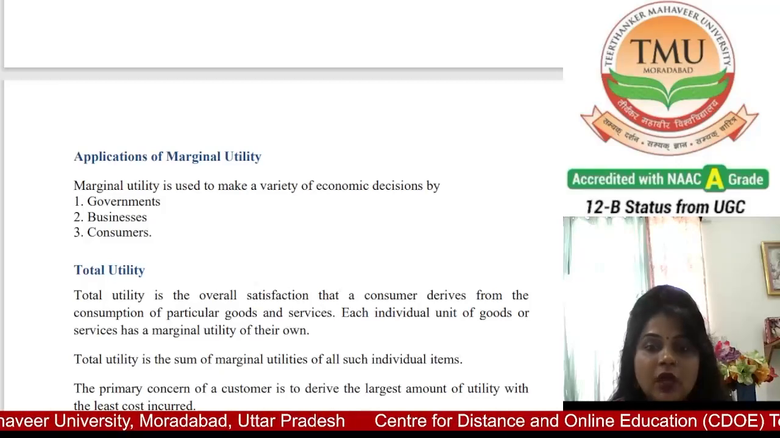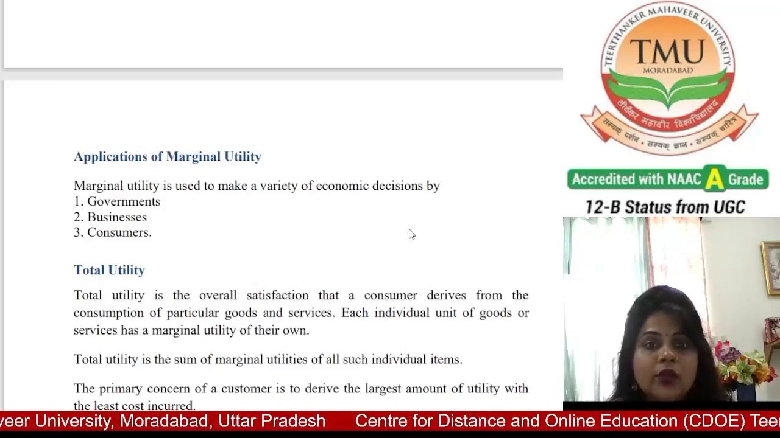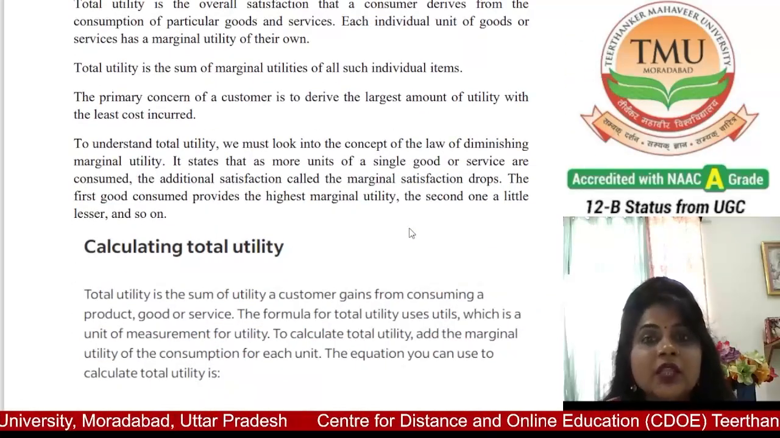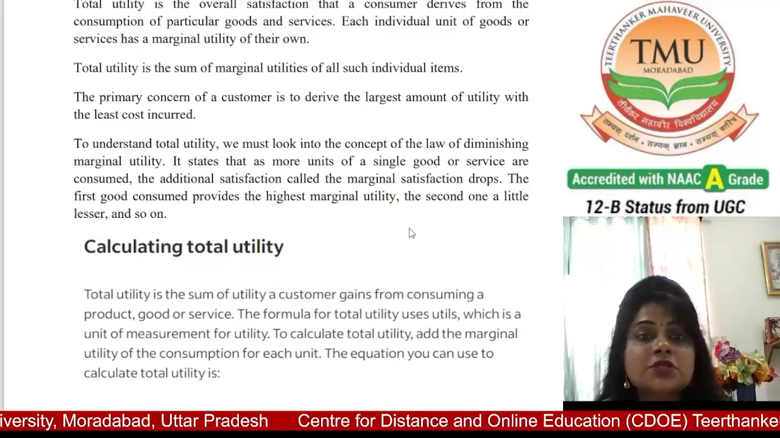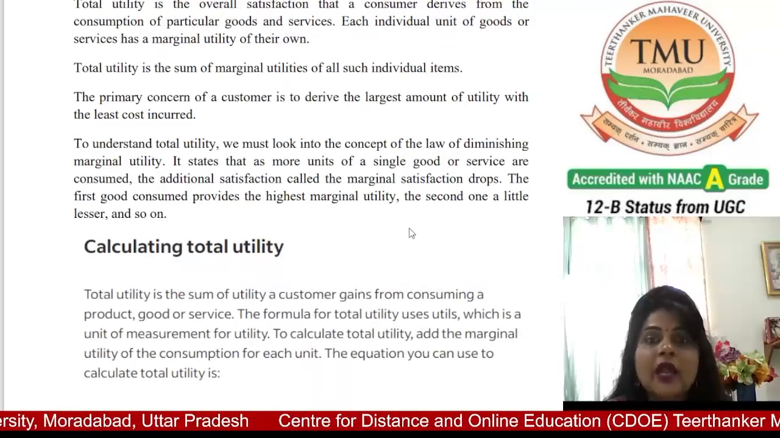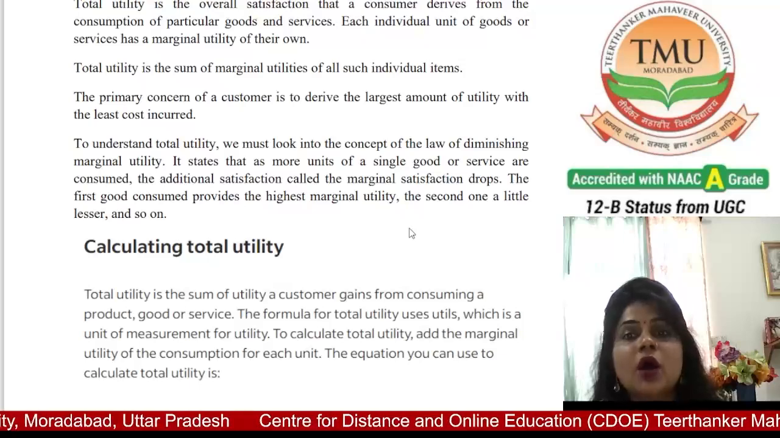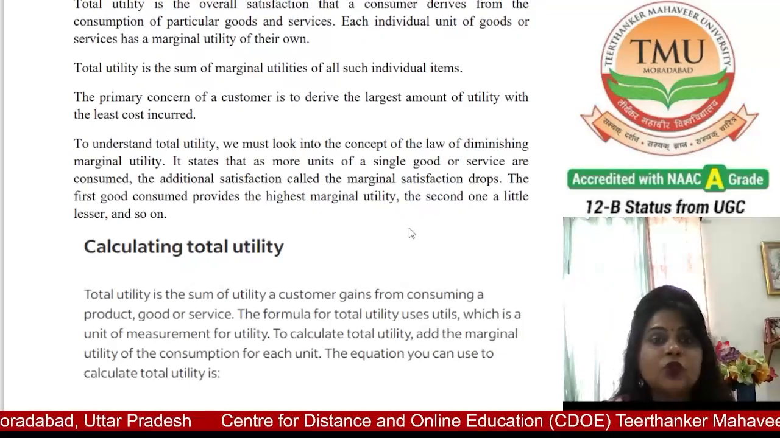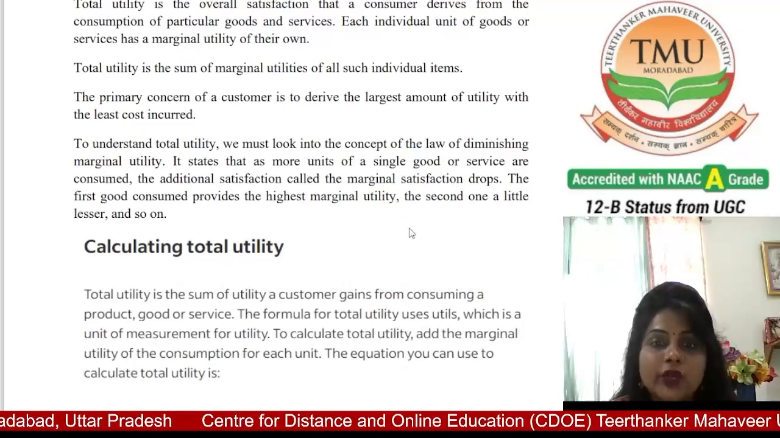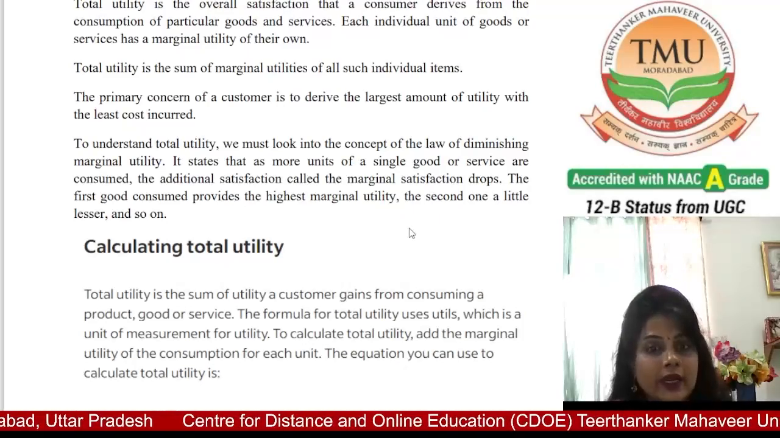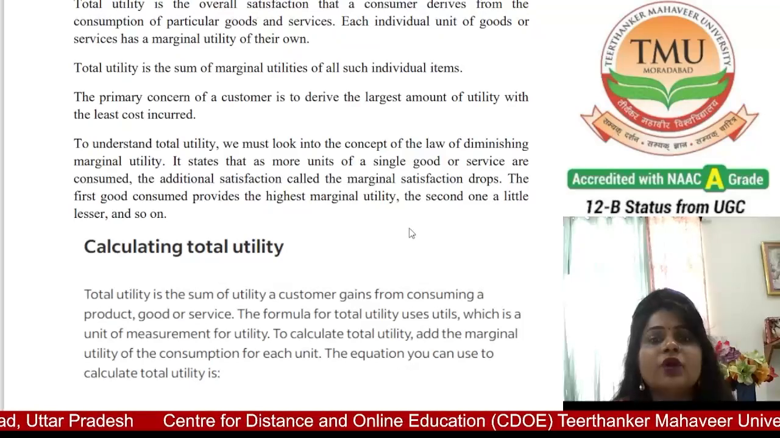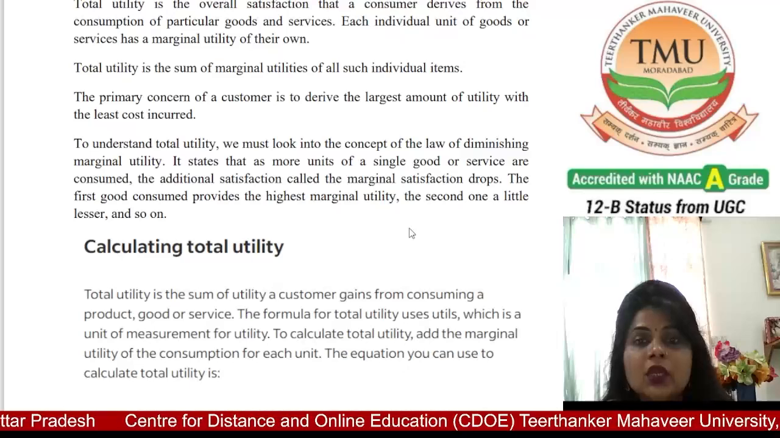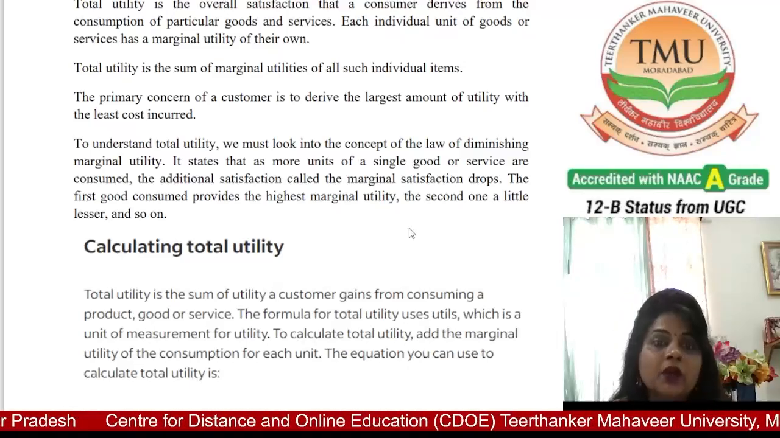Now we discuss total utility. Total utility is the overall satisfaction that a consumer derives from the consumption of a particular good or service. Each individual unit of a good or service has a marginal utility of its own. Total utility is the sum of marginal utilities of all such individual items. The primary concern of a consumer is to derive the largest amount of utility with the least cost incurred.